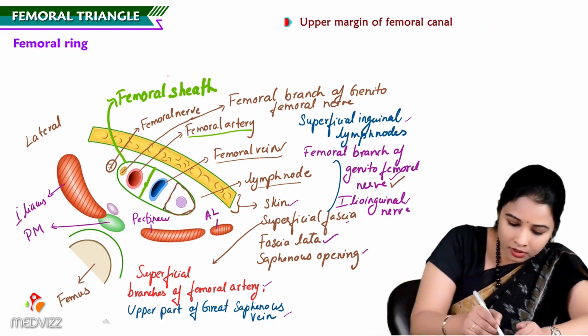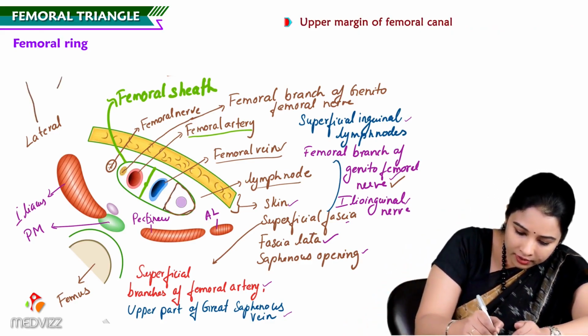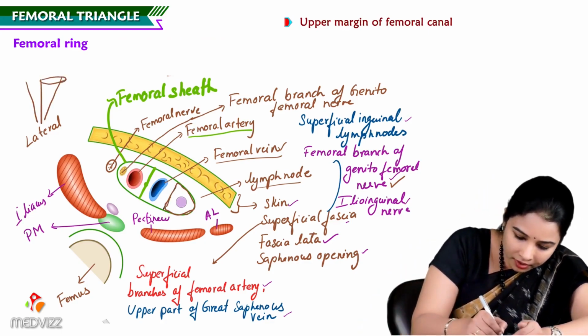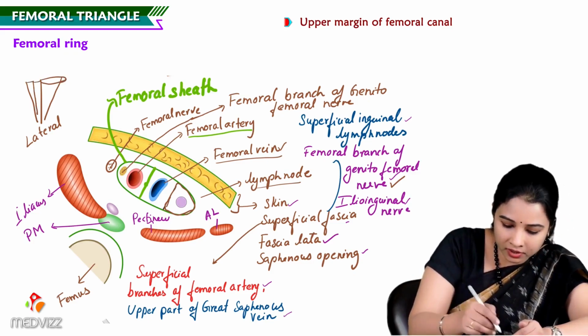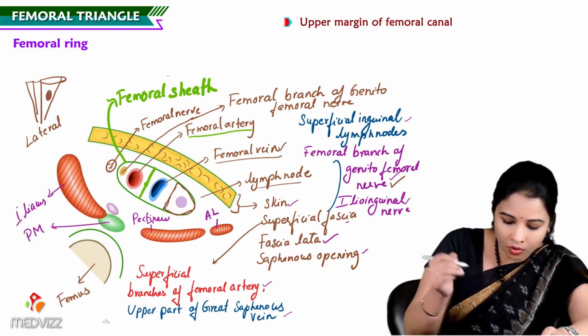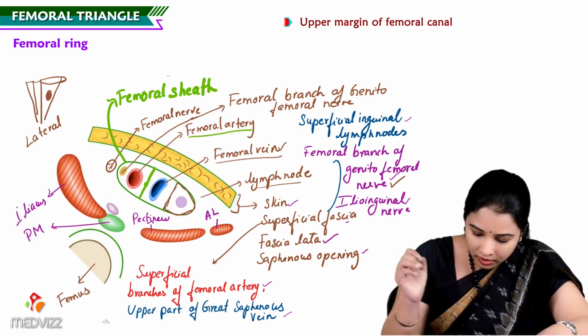If you see this canal, it is funnel like. Medially, this is the femoral ring. What you are seeing is the femoral ring, and these are the other compartments where the artery and vein are present. And here is the lymph node of Cloquet. So this is that lymph node.